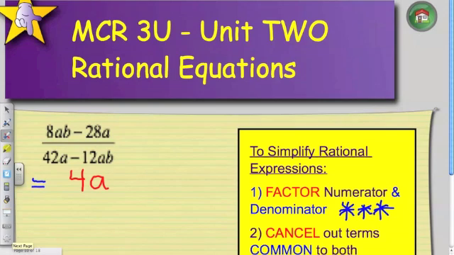That's how we factor. Now, that's the greatest common factor. Inside the brackets, I'm going to put the leftovers. 8AB divided by 4A is going to give me 2B. And 28A divided by 4A is going to give me the number -7.